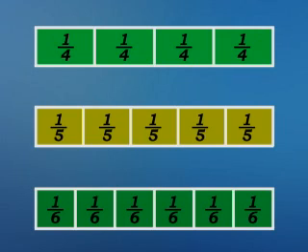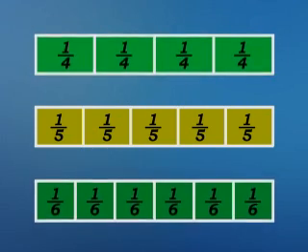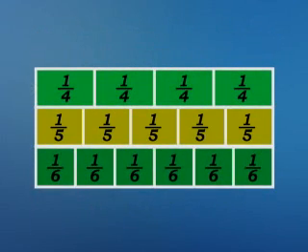Now then, let's compare the 3 boxes. We have 4 quarters, we have 5 fifths, and we have 6 sixths. Can you see that the quarters are bigger than the fifths? And the fifths are bigger than the sixth.